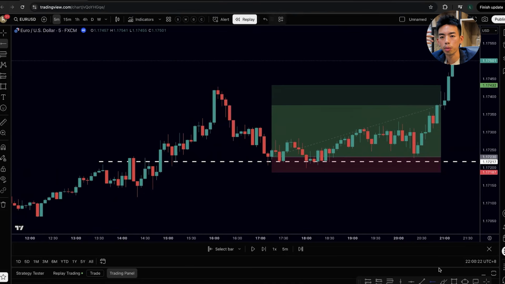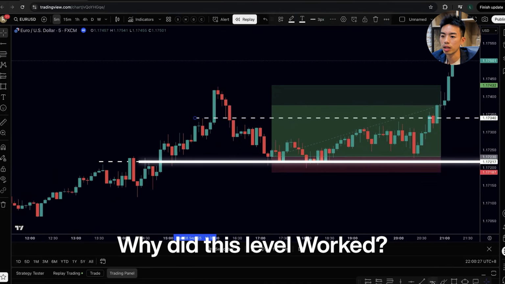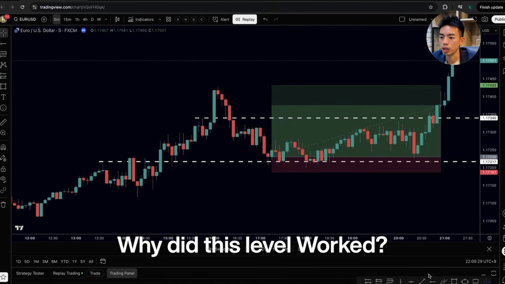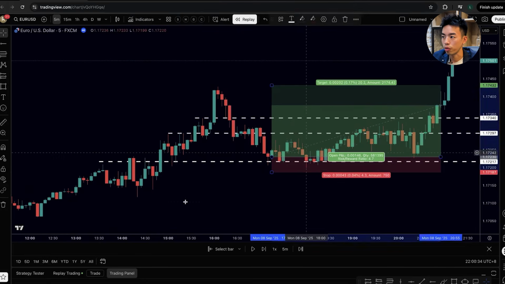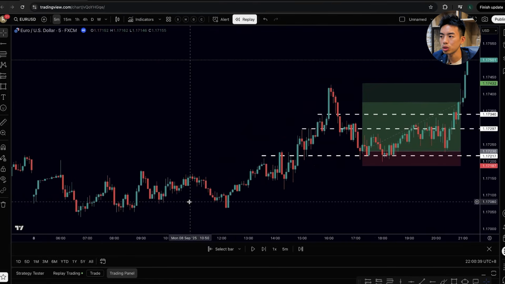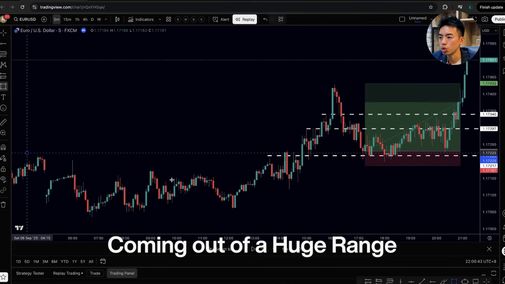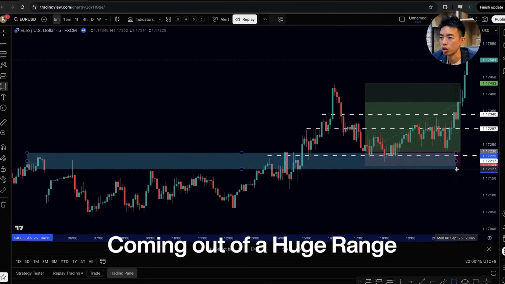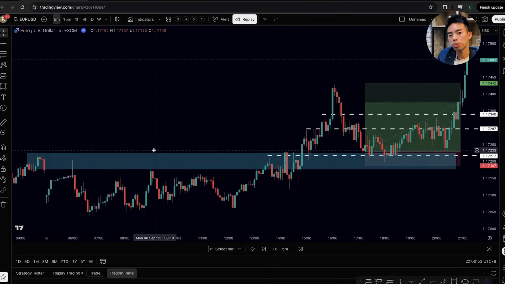Now the question you're probably asking yourself is, how come this level worked, but this one here and this one here, if we were to take the buys, did not perform? The answer is pretty simple. If we zoom out a little bit to the left, we can see we are coming out of this huge range, and we are simply reacting to the top of the range. This brings me to the first and most important point.